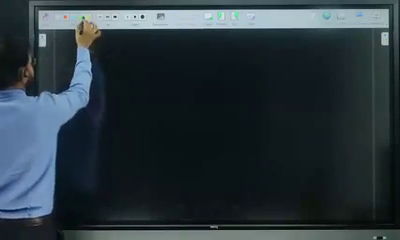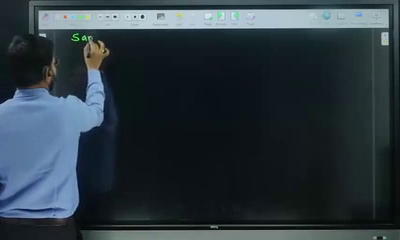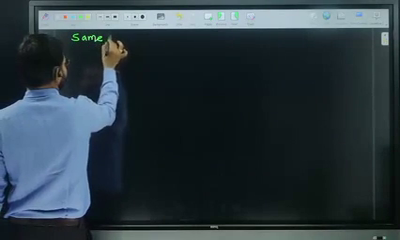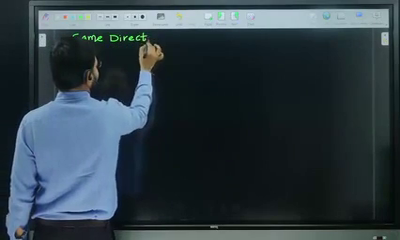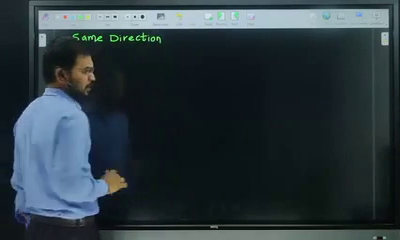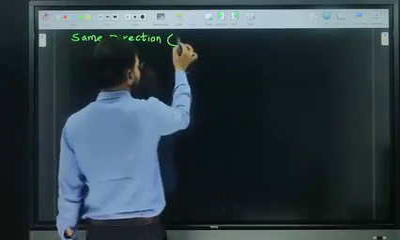So now coming to the next possible case. Same direction. In bracket, same timings are not possible. Then we go for different timings.